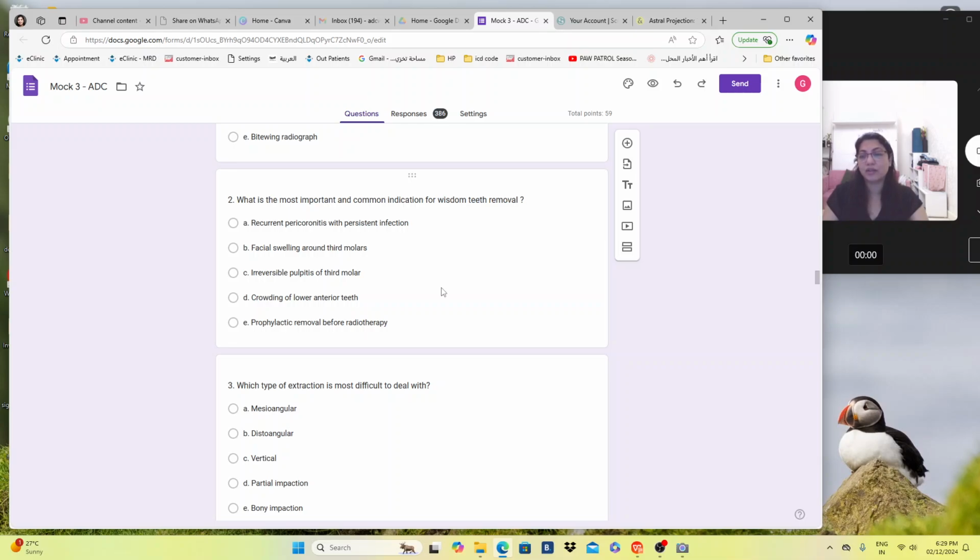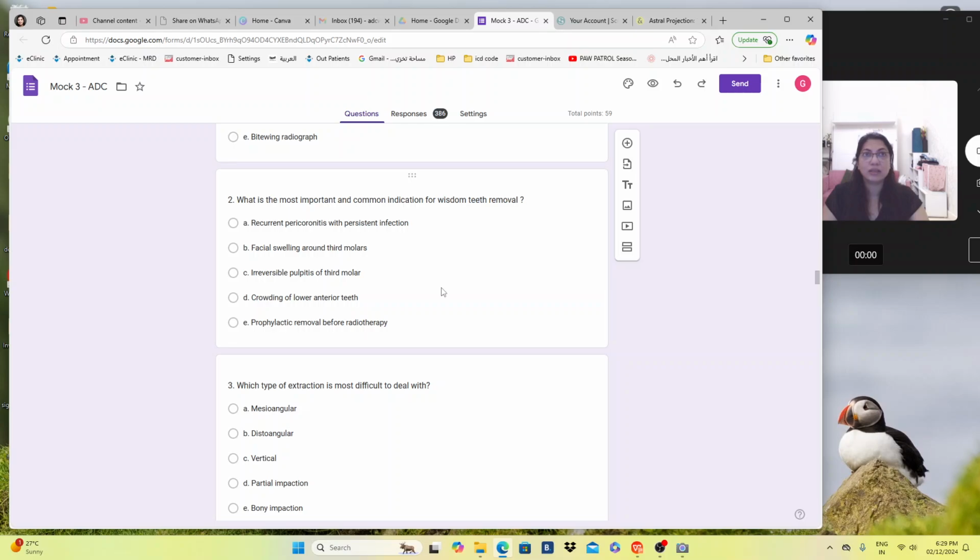Just yesterday, one of my candidates asked me this question, and she said, "I'm confused between option A and B," and I was like, "Why?" So she was like, won't facial swelling around the third molars be an indication? No. Facial swelling is rare, first of all, and you have to find the cause of facial swelling. It can be due to various other things. It need not be due to the impaction of the third molar. It can be due to, say, a second molar getting infected or whatever. You don't directly jump to facial swelling.